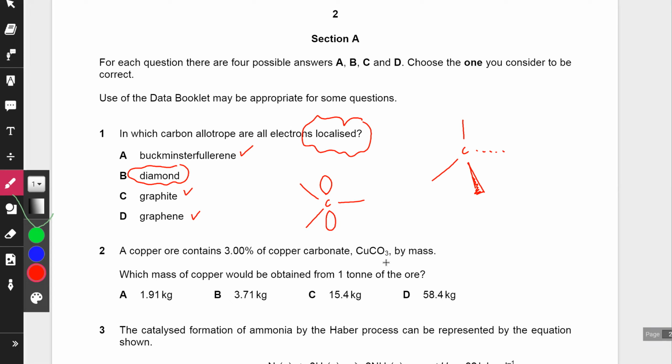So the next thing is, are all electrons localized? That's only diamond. Diamond has all 4 electrons completely localized.